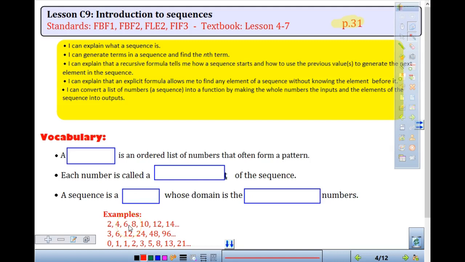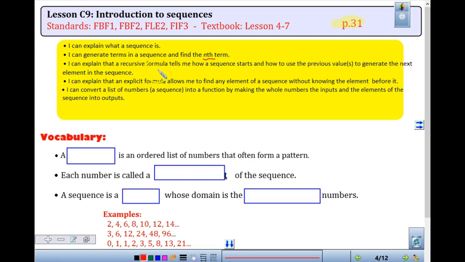Three forms of equations. We have absolute value, and now the last part is going to be the introduction of sequences. And we're going to do sequences for the rest of this week before we review. So you need to be able to explain what a sequence is. You need to be able to do that. Generate terms in a sequence and find the nth term. We'll be looking at that today.